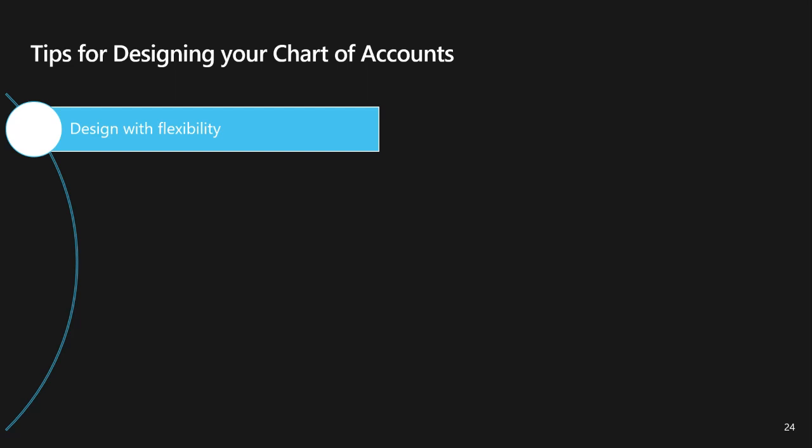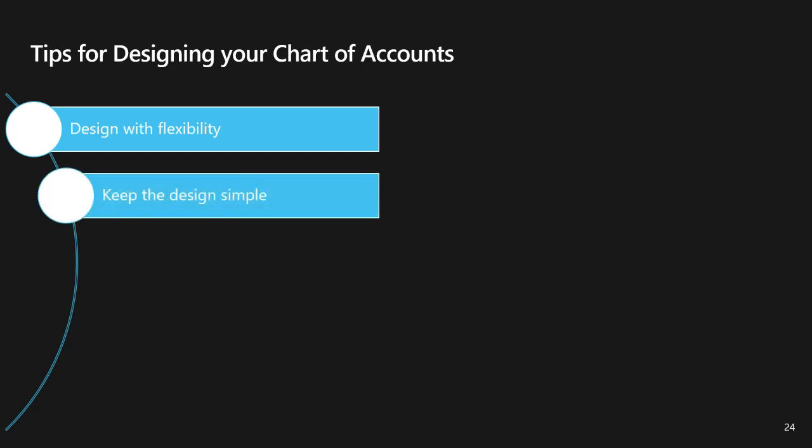Next is to keep the design simple. Only create dimensions that you will need and use currently. Account combinations expand exponentially for each new segment you add. Take, for example, a main account with 2 dimensions, and each dimension has 5 values. This results in 25, or 5 times 5, account combinations or ledger accounts for that one main account.